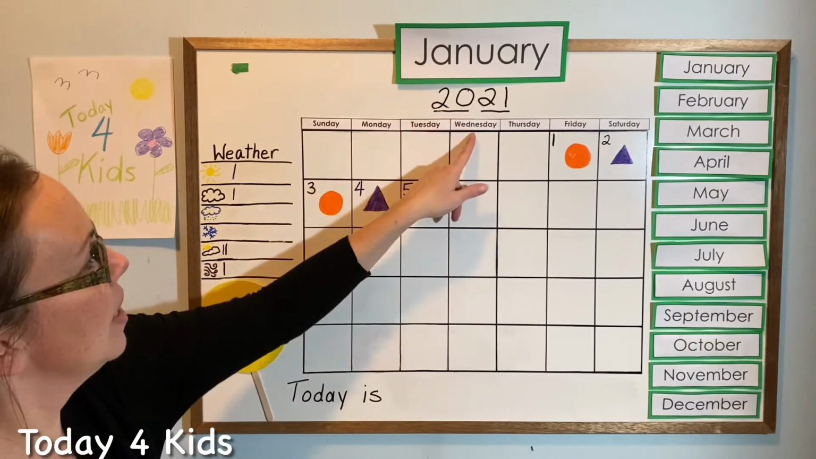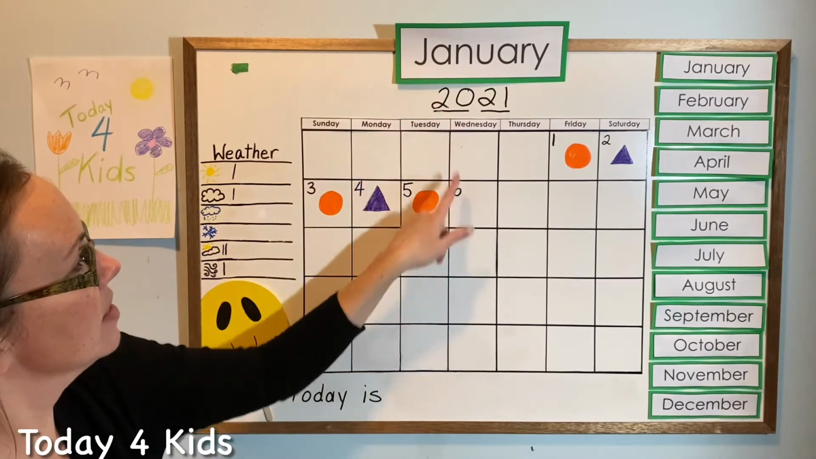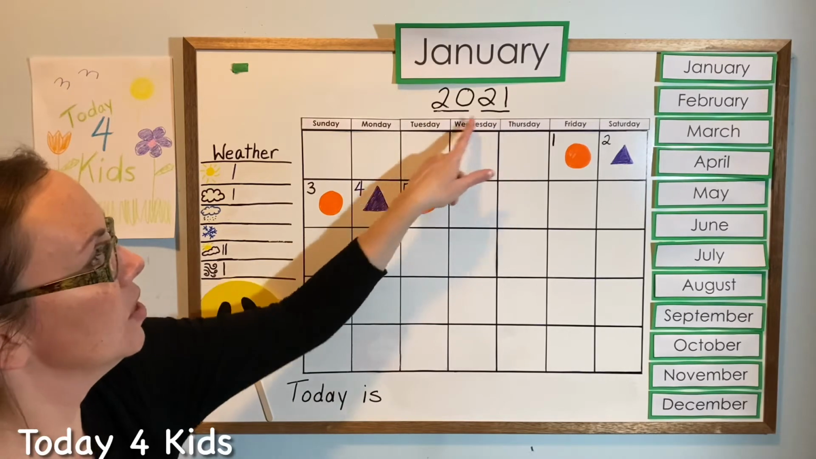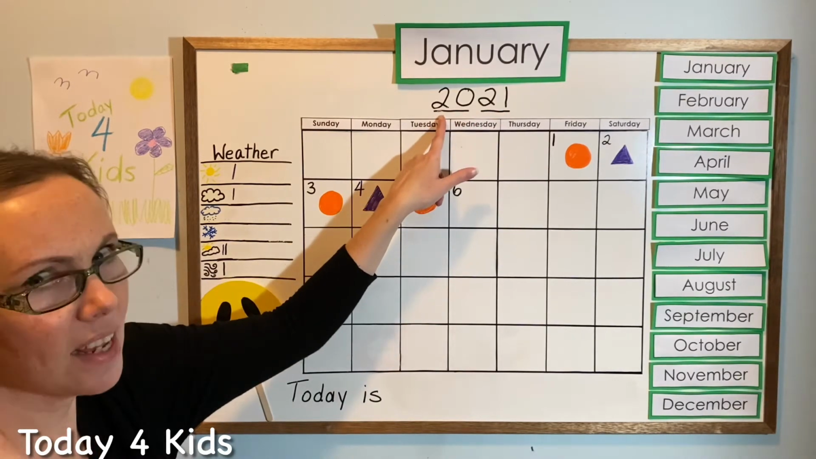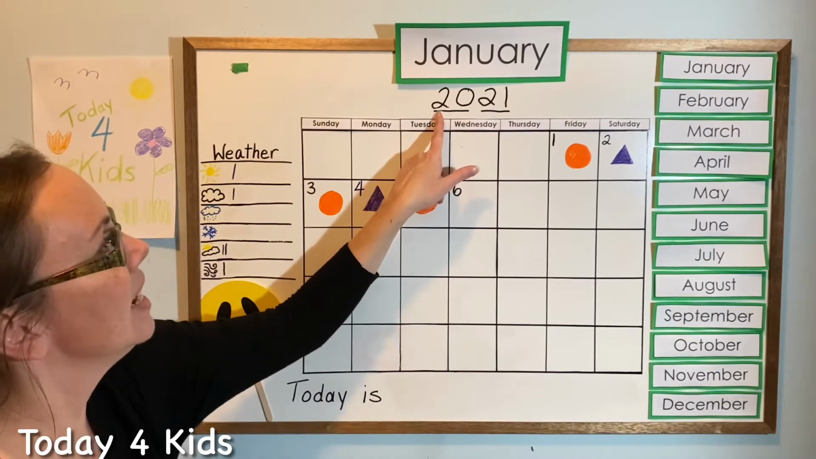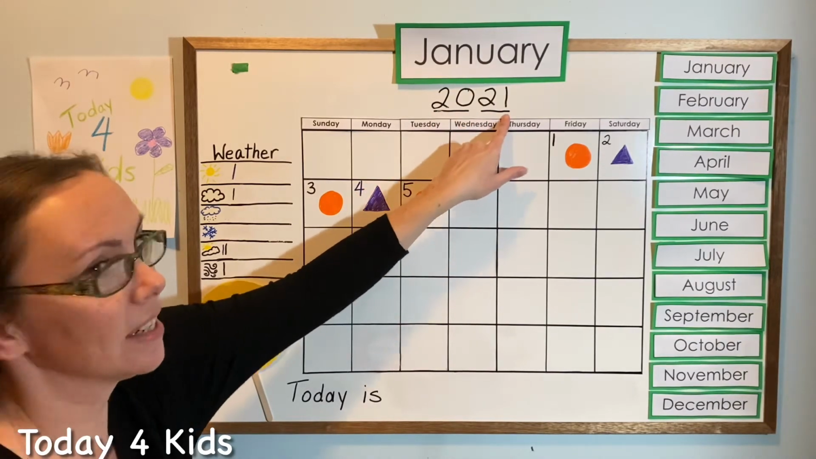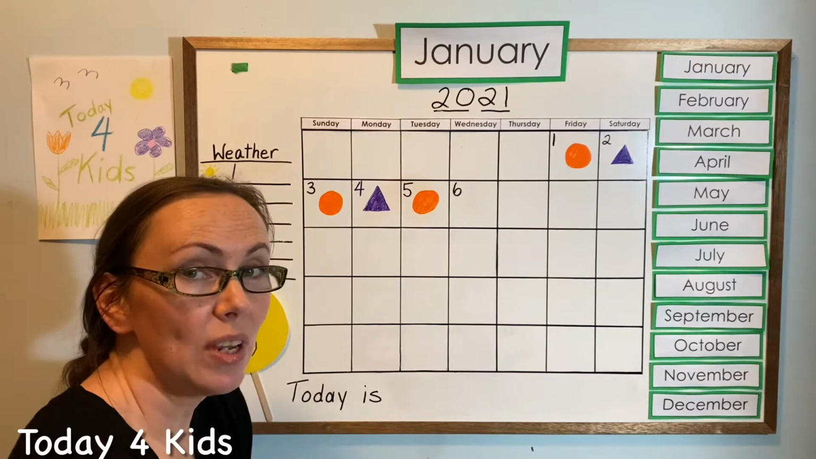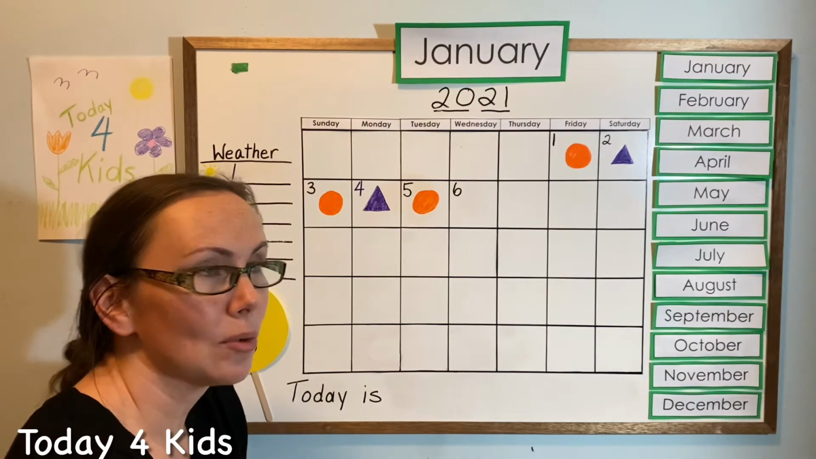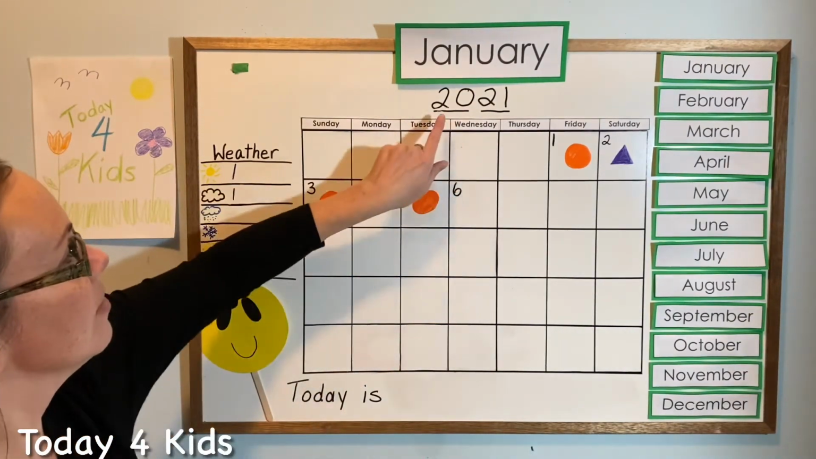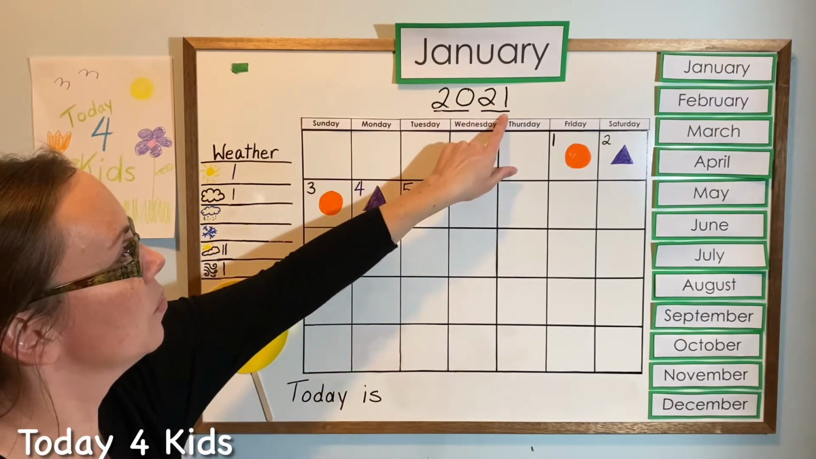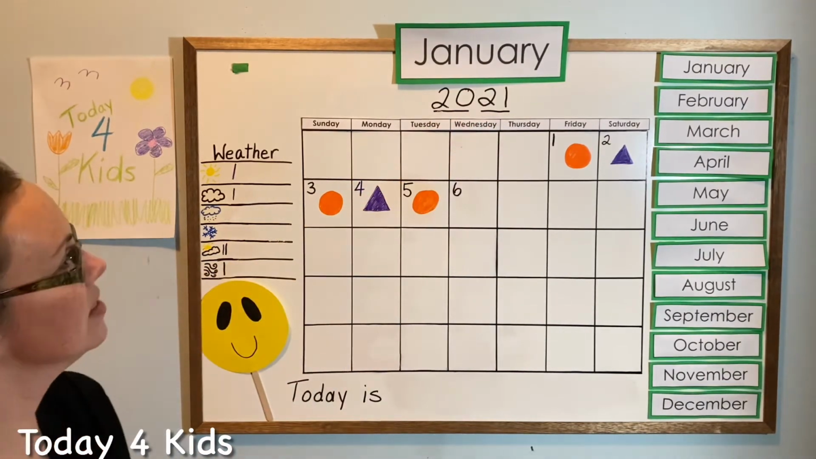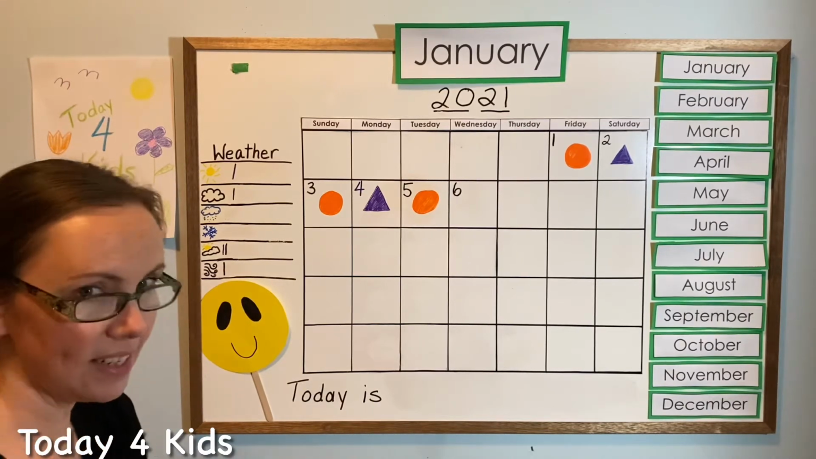So it is Wednesday, January 6th, 2020. Or you can say 2021. I said that wrong. I said 2020. It's 2021. I've been saying 2020 for 365 days, so it's going to take a little practice for me to get this every day. 2021.